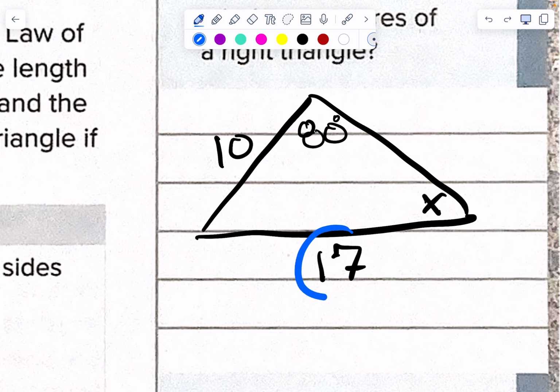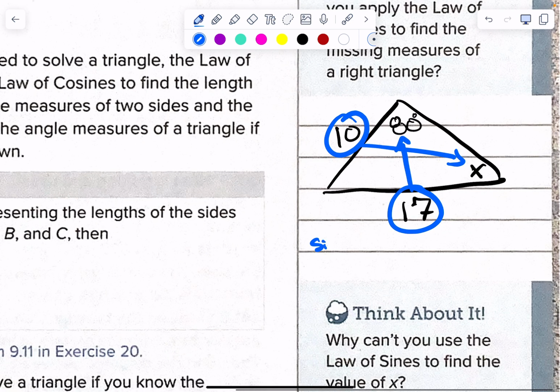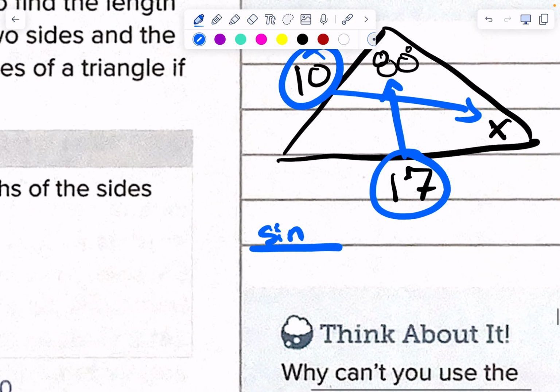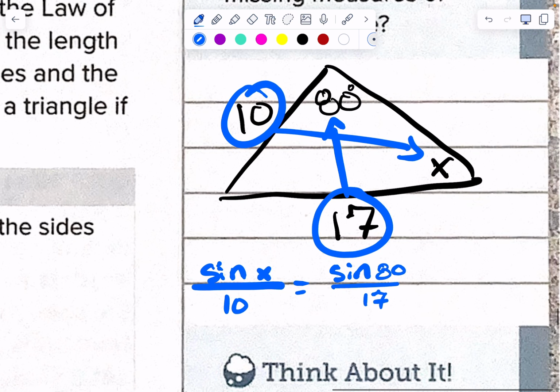So here we go. 10 and 17, okay? If I use 17, I have to use 80. If I use 10, I have to use X degrees. So we're going to set this up as sine of something. Sine of, no. No, X. Sine of X, X is the angle, over 10 equals sine of 80 over 17. Okay, do you see how we set that up? Good, good? Like that.